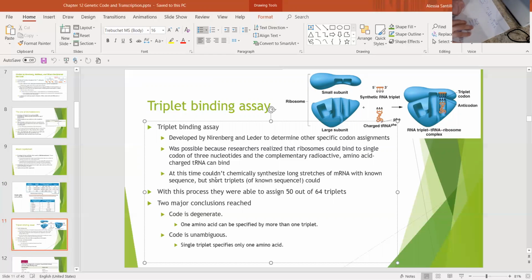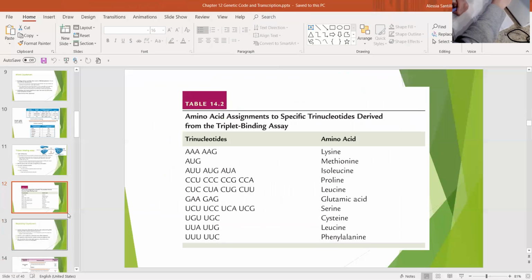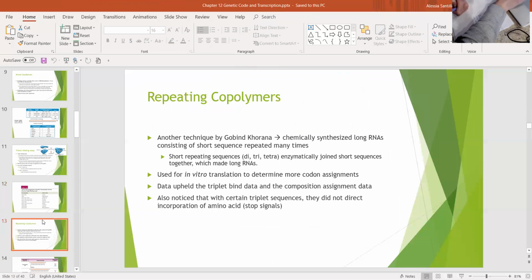So they made all these different triplets, each a specific triplet that they knew. They then looked at the amino acid that was incorporated with each triplet, and they figured out which amino acid was coded for by it. With this process, they were able to assign 50 out of the 64 triplets. Two major conclusions were reached. The code is degenerate, so one amino acid can be specified by more than one triplet, and the code is unambiguous: a single triplet specifies only 1 amino acid. So this is a couple of examples of what they got from the triplet binding assay.